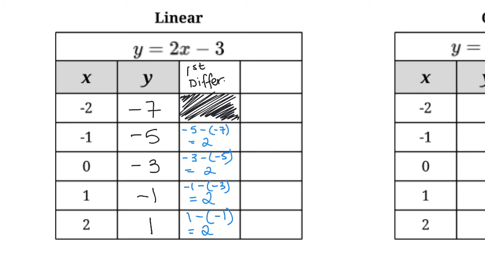So when calculating first differences, if you find that you get the same value over and over, that means that you are working or dealing with a linear relation. So first differences are the same, that means that it is linear.